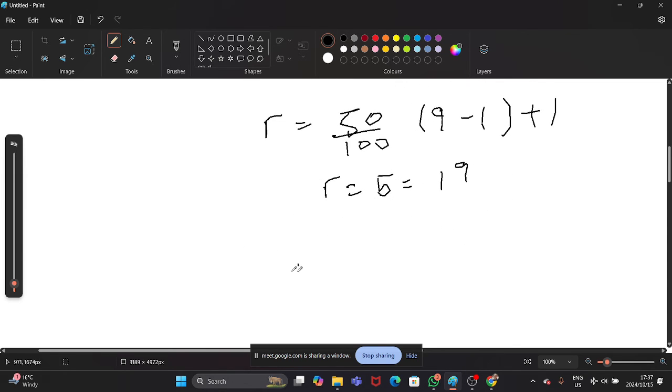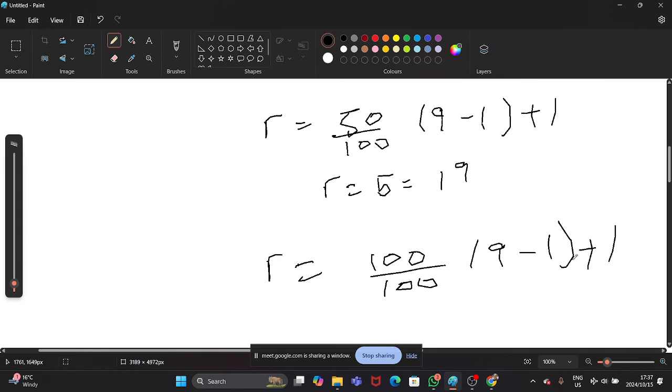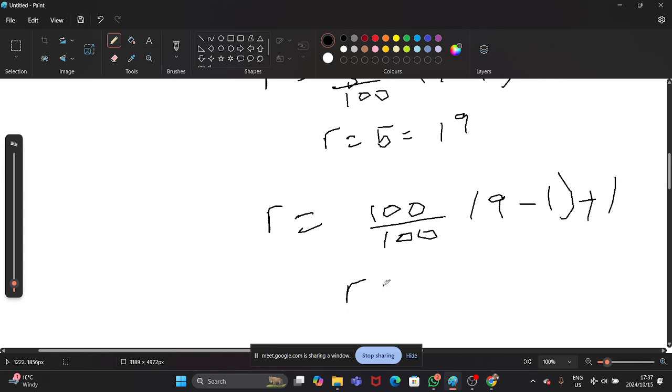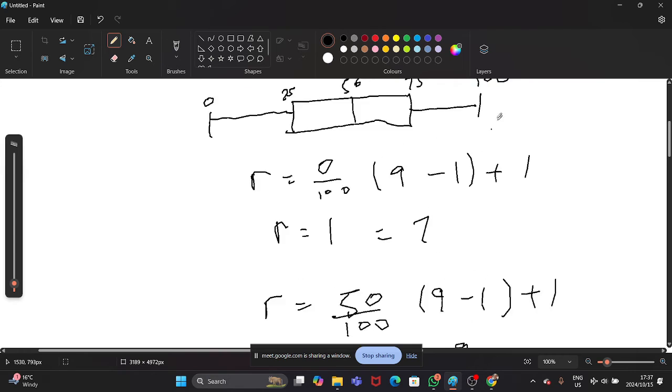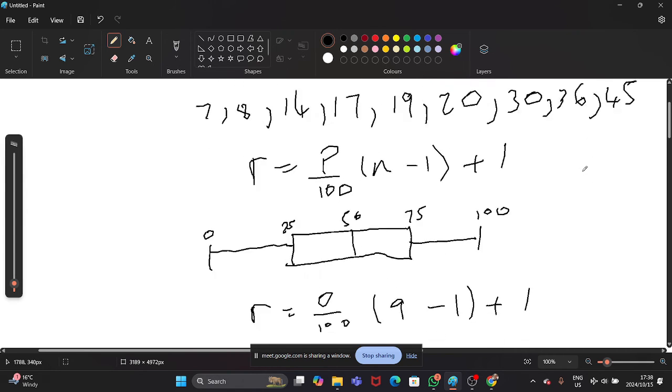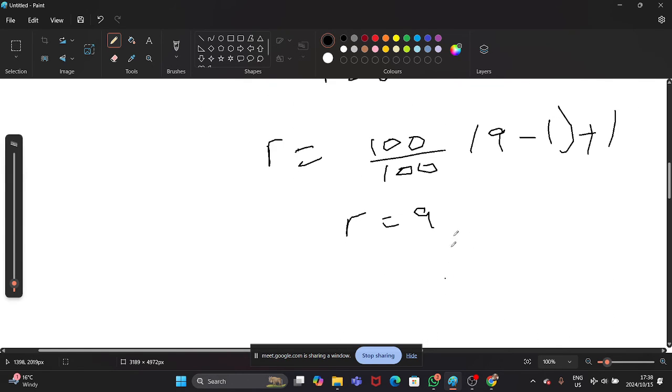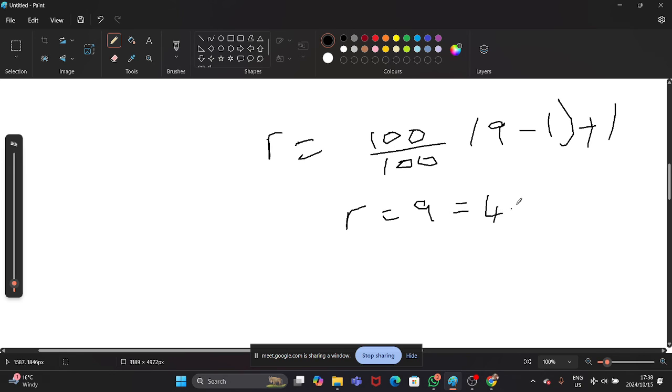And then 100%: 100 over 100 times 9 minus 1, plus 1, and that gives us 9, and that's at the very last value. The very last value is the number 45, so that is equal to 45.